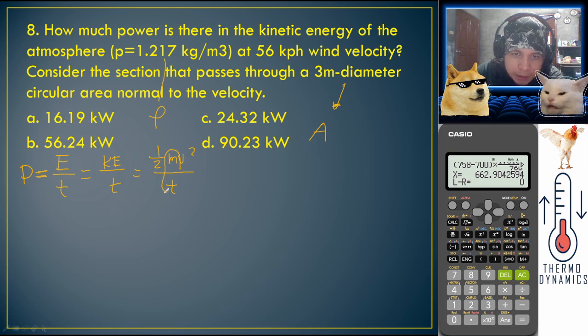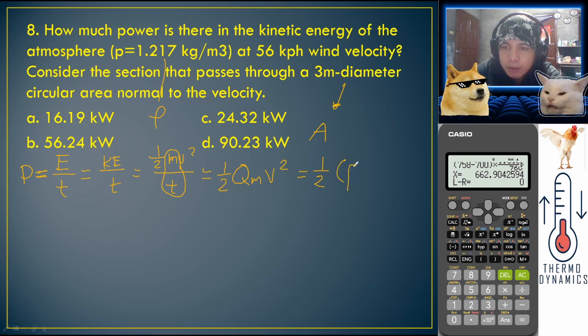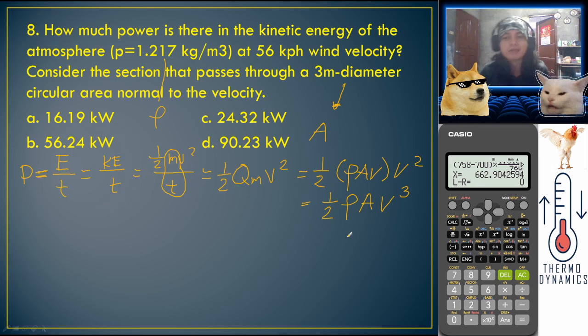Ano yun, sir? Mass all over time. Ano yung variable na may mass over time? Kilogram per second. Mass flow rate? Of course! Yes, sir! So, kung mass flow rate siya, pwede natin sabihin 1/2 Qm V square. At doon na lalabas yung rho AV from the mass flow rate. So, ang mass flow rate is rho AV. We have rho AV times V square. Ang direct formula niyan, kapag given ang density, area, and velocity, is 1/2 rho AV cube. Okay, so yun lang pala, sir. Of course, yes! Yun lang yun.